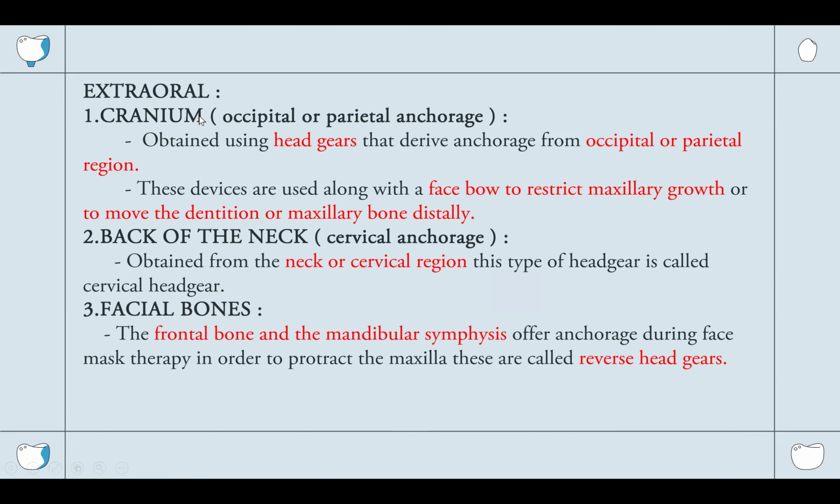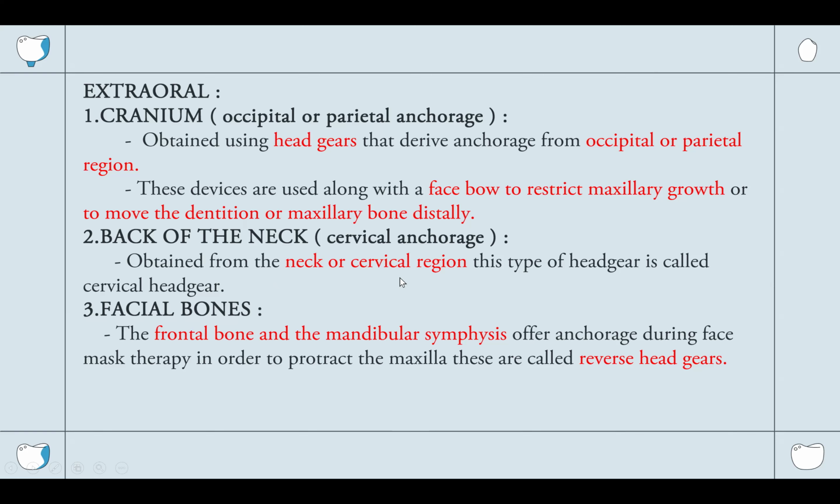Extraorally, we have cranium, back of the neck, facial bones. Cranium includes occipital or parietal anchorage, obtained using headgears that derive anchorage from the occipital or parietal region. These devices are used along with the face bone to restrict maxillary growth or move the dentition or maxillary bone distally. Back of the neck, that is also called the cervical anchorage.